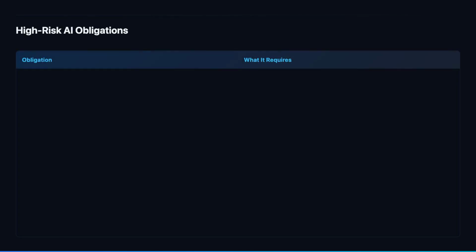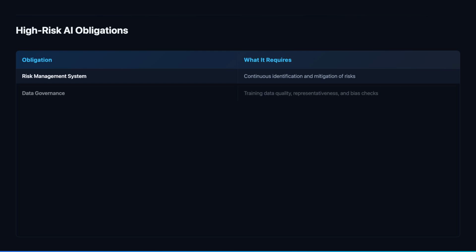Providers of high-risk AI systems must implement 7 core requirements before placing them on the market. A documented, iterative risk management process must run throughout the AI lifecycle, not just at launch. Training, validation, and testing data must meet quality criteria and be examined for potential bias or gaps.